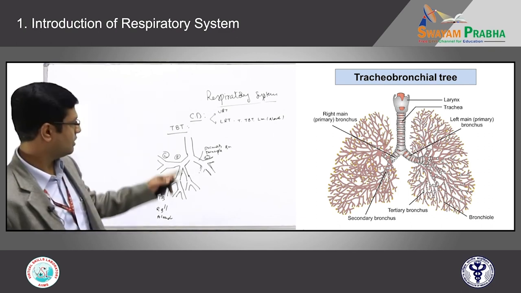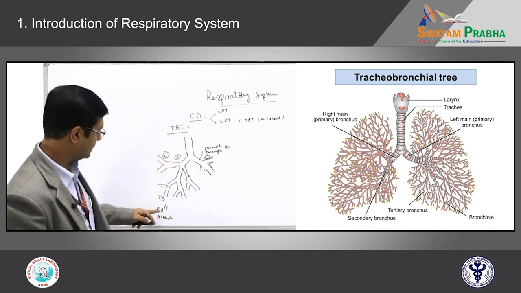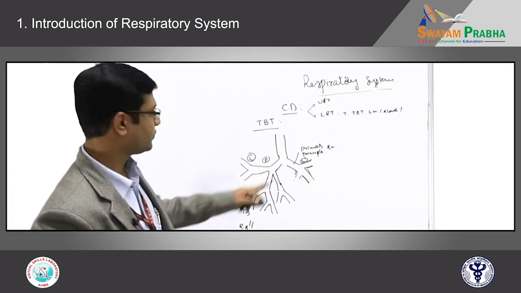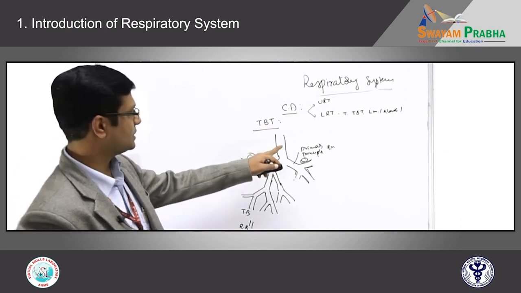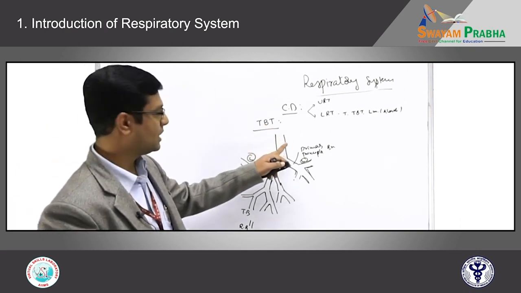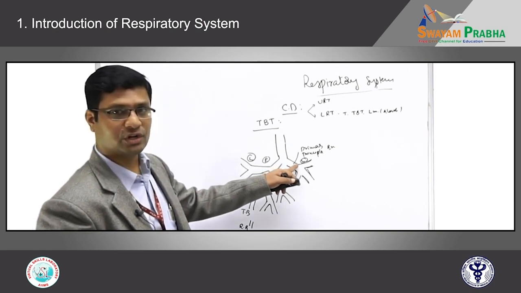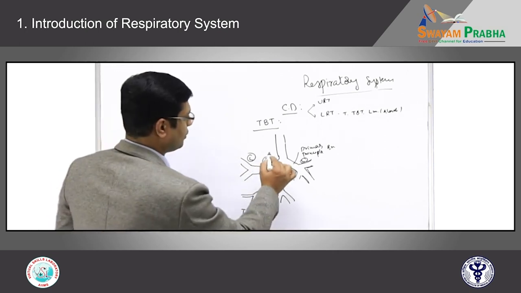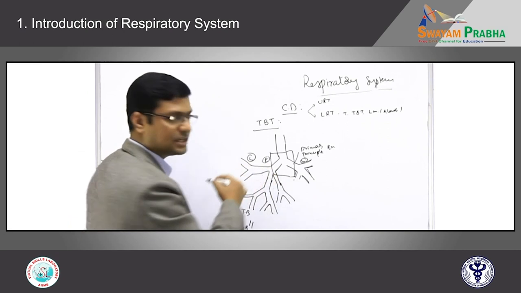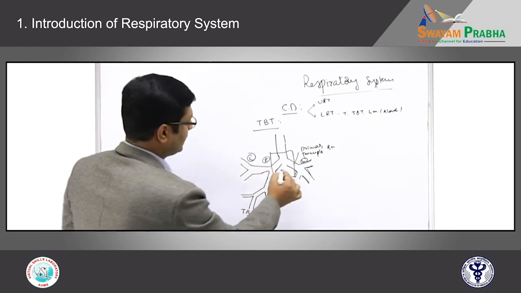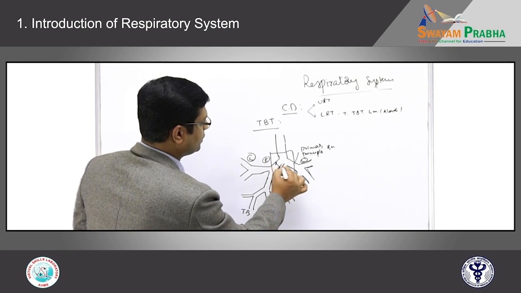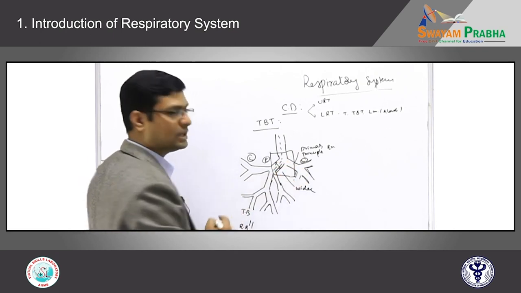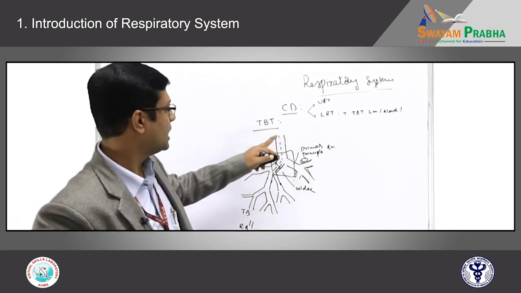The final part of the branching of the tracheobronchial tree contains the respiratory bronchiole. After that, we have the alveolar sac. I repeat, the tracheobronchial tree consists of the trachea, the windpipe, and the right and left main bronchus, which we call the principal bronchus or primary bronchus. One thing all of you should remember is that at the level of the primary bronchus, the right main bronchus is a little wider and more in line with the trachea. Why is it important?